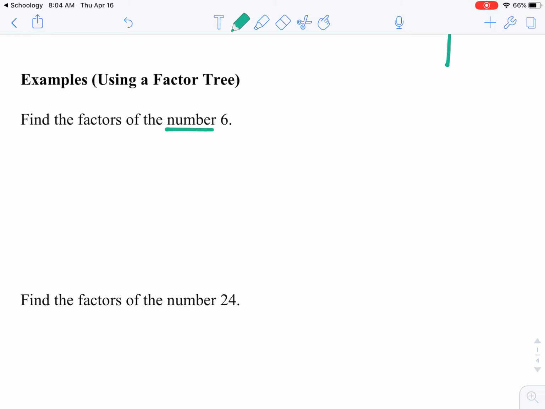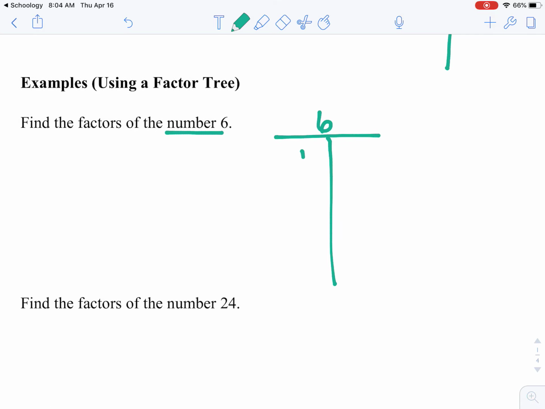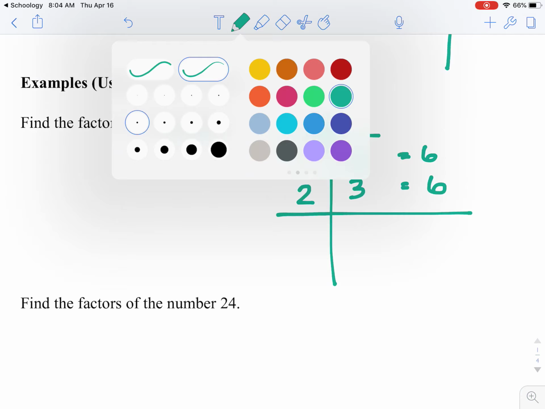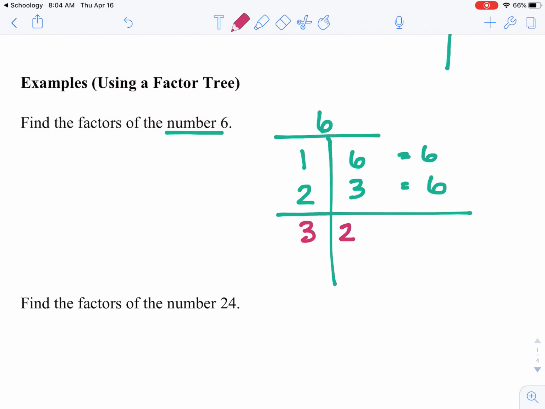It says find the factors of the number 6. So I'm going to set up my factor tree, and I put my number on the top. And then I'm looking for numbers that can multiply to equal 6. So 1 times 6, right, that equals 6. 2 times 3, that equals 6. And if you keep going, I'm going to do this as an example here for you. You can do 3 times 2, right? That also equals 6. And 6 times 1 also equals 6.